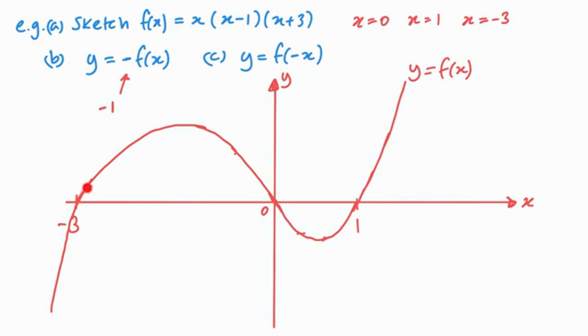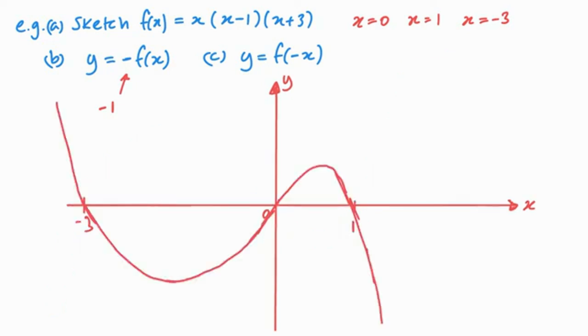So essentially this part of the graph would reflect underneath, this part of the graph would reflect above, this would be underneath, and this would be above. So I would end up with this. As you can see, what was below the x-axis is now above, and what was above is now below. So what I've ended up with is a reflection in the line y equals 0 or the x-axis.